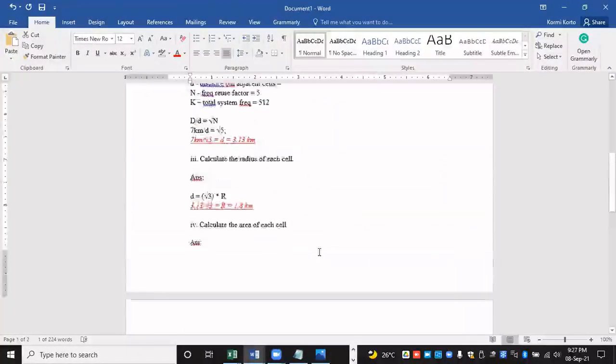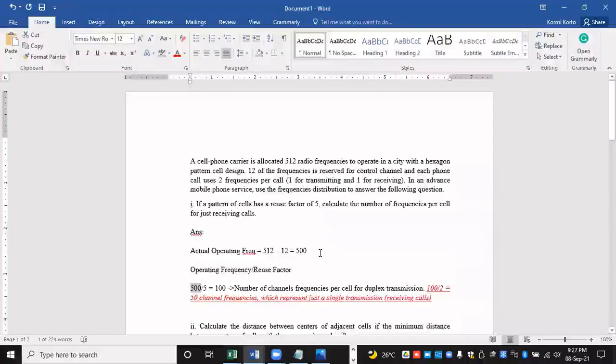Okay, so that's a typical question you would get within a cellular wireless network question or implementation or scenario.